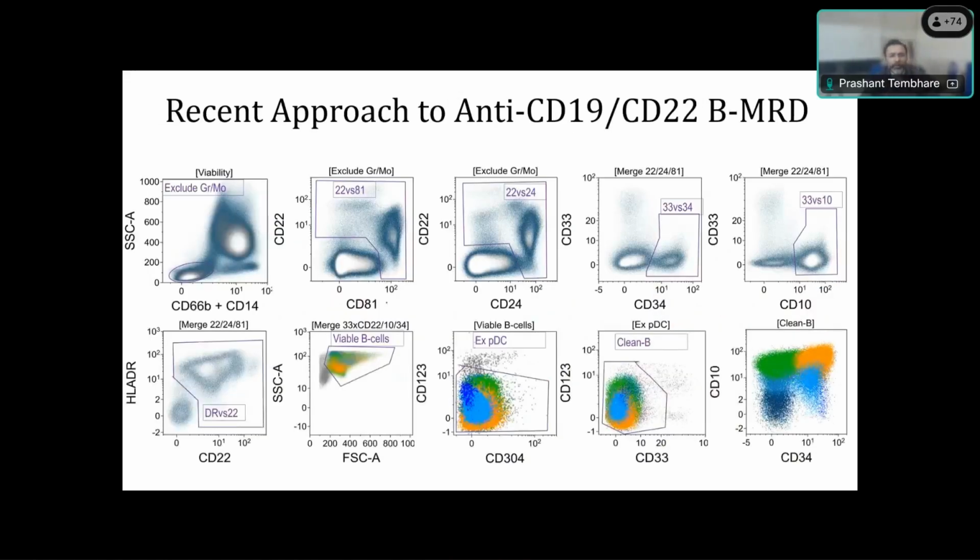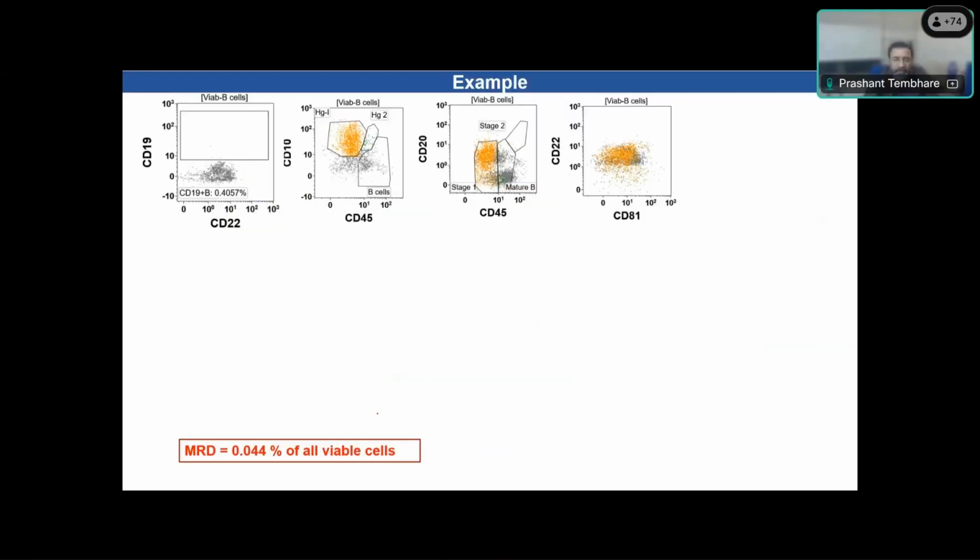And we have to use an additional gating strategy where you use this combination of CD22, CD81, CD24, CD34, and CD10. We use all five markers as a combination, and even HLA-DR, to identify B cells and differentiate them from the rest of the cells. So we use markers like CD66b and CD64 to separate granulocytes and monocytes from the rest of the cells, and then you take these cells, identify the B cells among the rest of the cells, and then you do the analysis.